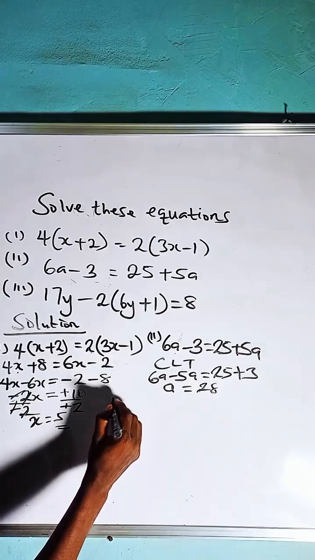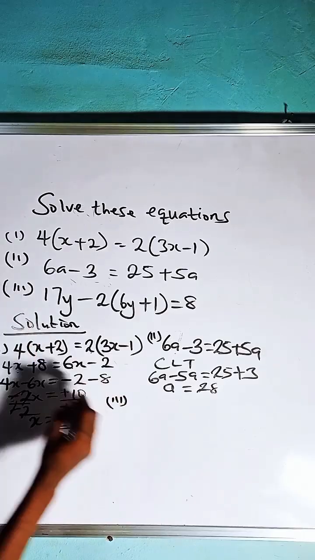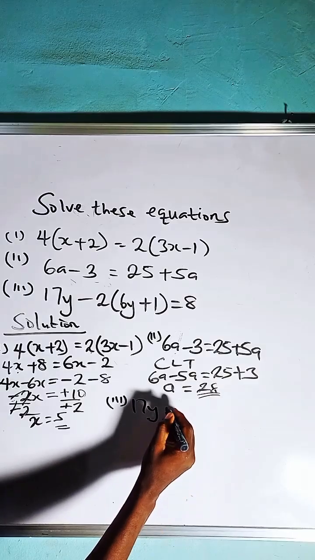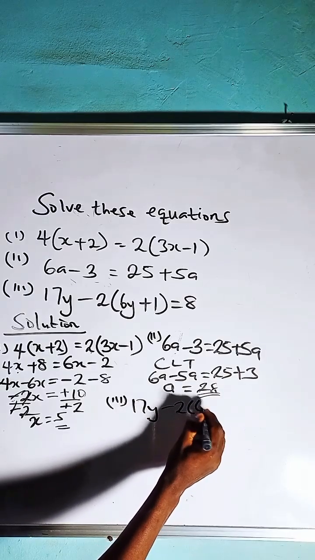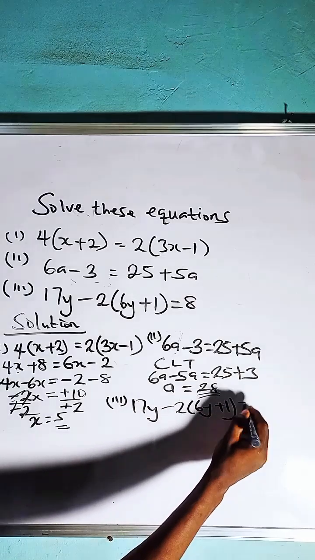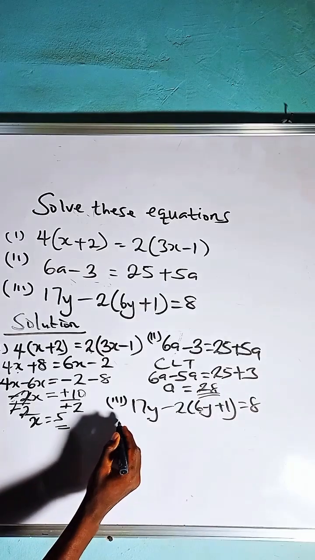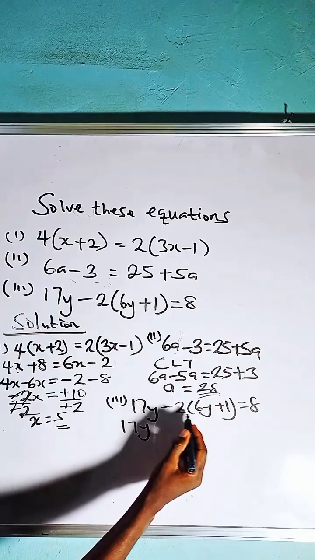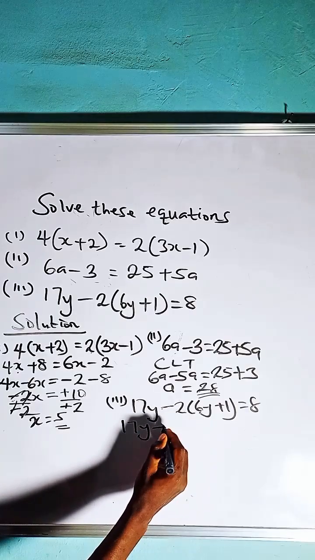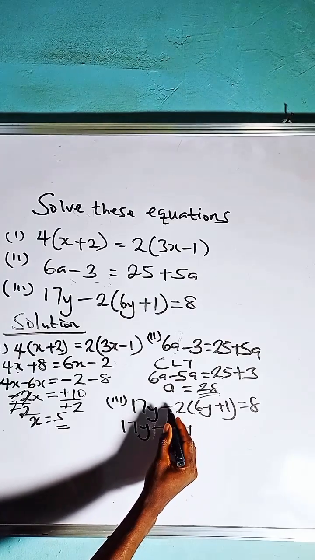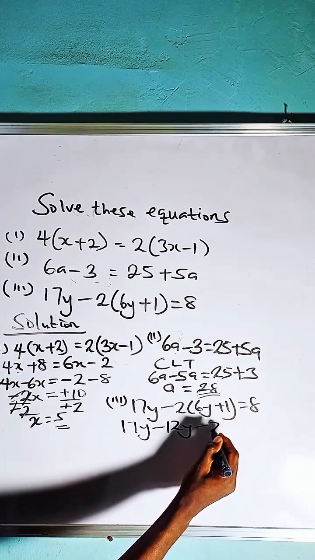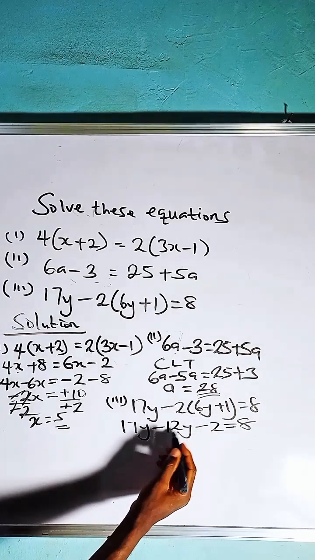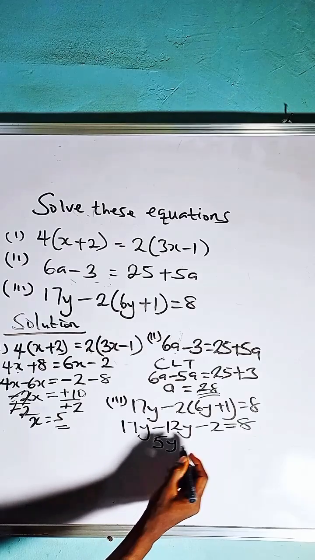For the third equation, okay, we have 17y minus 2 into 6y plus 1 equals 8. So we have this as 17y, okay. For minus 2, we multiply this. Minus 2 times 6y is minus 12y, okay. Minus 2 times 1, we have minus 2 equals 8. So for 17y minus 12y, we have 5y, okay.